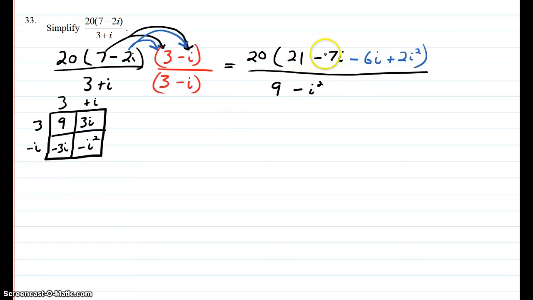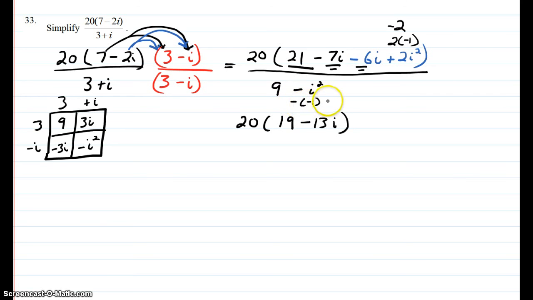Alright, we can clean this up a little bit here. Now remember that i squared equals negative 1. So this is going to be 2 times negative 1, which becomes negative 2. So it's going to be 20 over, and then this 21 minus 2 gives us 19. And now combine the negative 7i with the negative 6i for a negative 13i. And then like up here, this i squared is going to become a negative 1. And so this negative negative is going to turn into a plus 1. So this is going to become 9 plus 1, which is just 10.